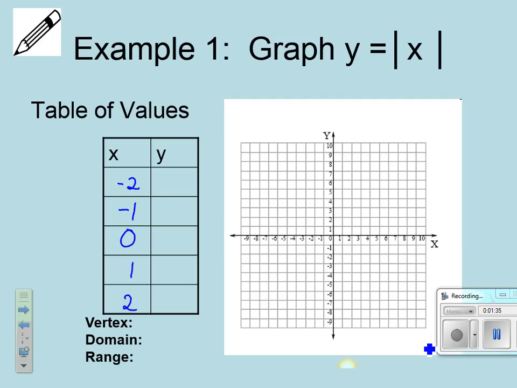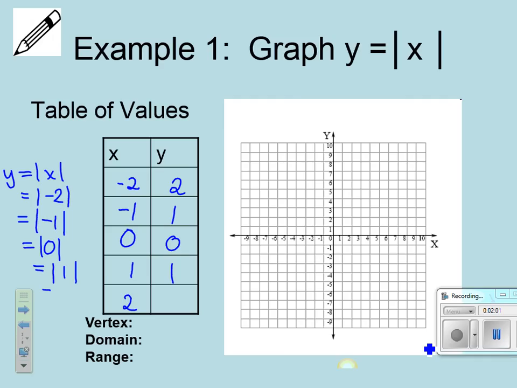We're going to take our y equals absolute value of x, and we are going to substitute a -2 in there. So what is the absolute value of -2? Well, the absolute value of -2 is 2. It's positive because it's distance. Absolute value of -1 is 1. Absolute value of 0 is 0. Absolute value of 1 is 1. Absolute value of 2 is 2.